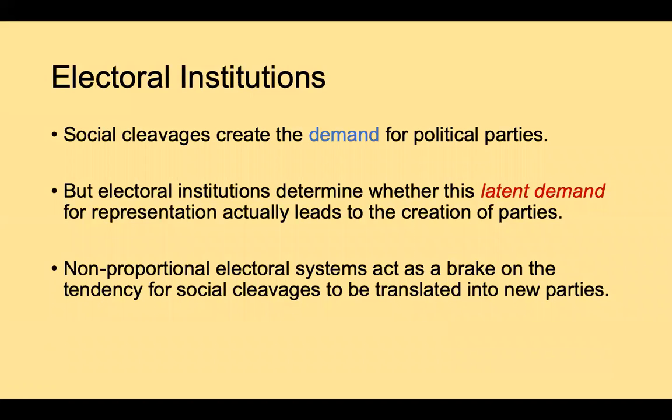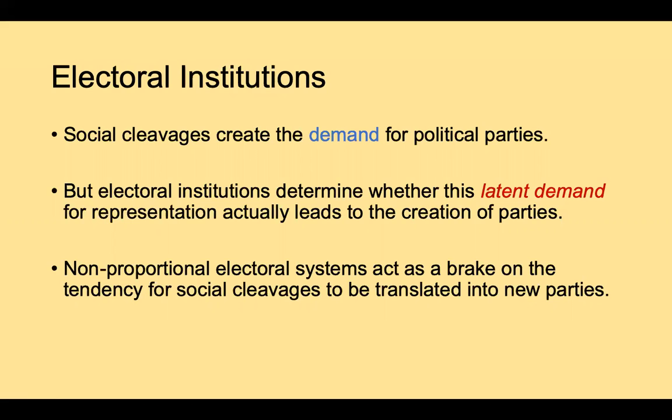Remember that I told you that institutions matter because they shape the incentives of both voters and politicians, or those individuals who seek to win office. And the key point that we're going to begin with and develop is that non-proportional electoral systems, so the SMDP system, the single member district system that I mentioned, act as a brake on the tendency for social cleavages to be translated into new parties. And the reason is because it denies representation to minorities.